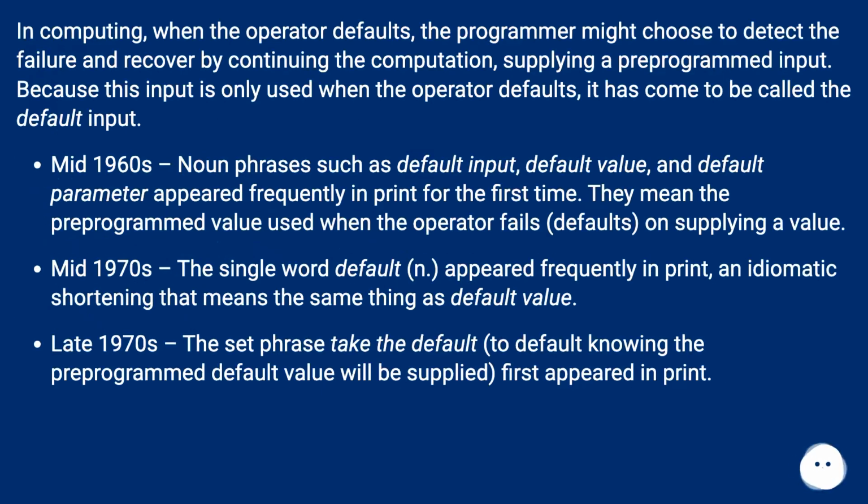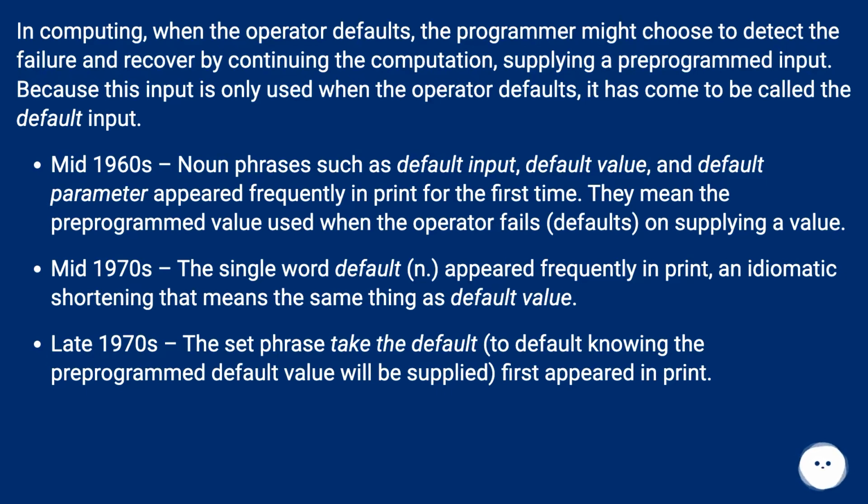In computing, when the operator defaults, the programmer might choose to detect the failure and recover by continuing the computation, supplying a pre-programmed input. Because this input is only used when the operator defaults, it has come to be called the default input. Mid-1960s, noun phrases such as default input, default value, and default parameter appeared frequently in print for the first time. They mean the pre-programmed value used when the operator fails, defaults, on supplying a value.